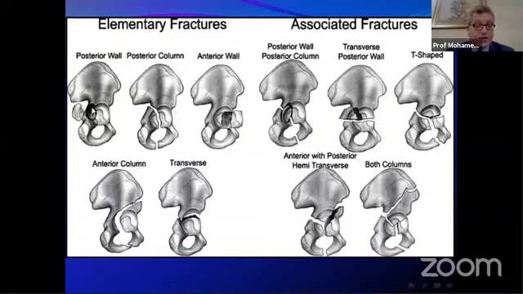This is the posterior wall. This is the posterior column. This is the anterior wall. This is the anterior column. We will of course learn the differences between each one of them. And this is the transverse fracture.